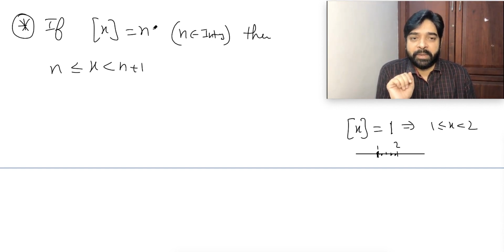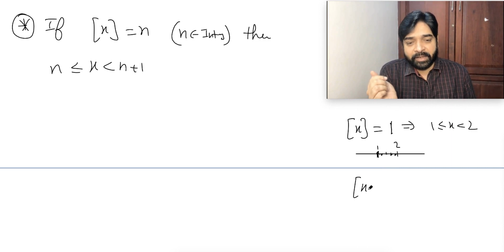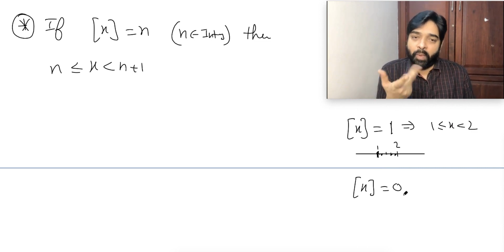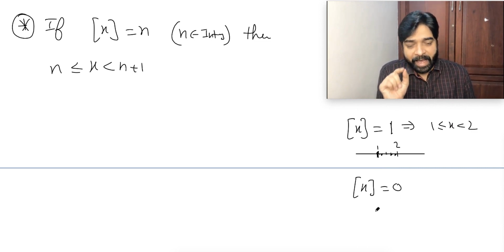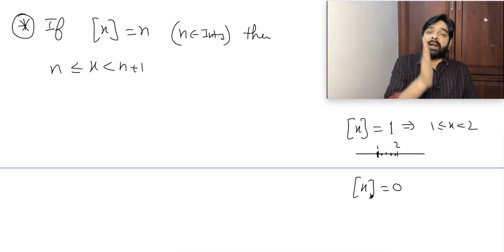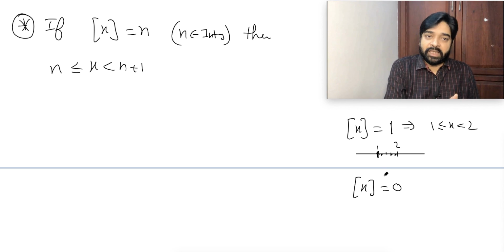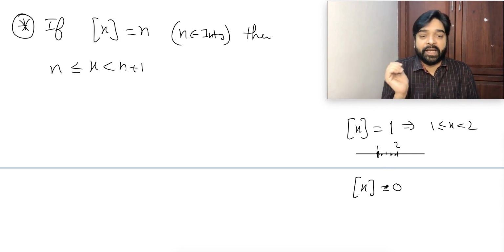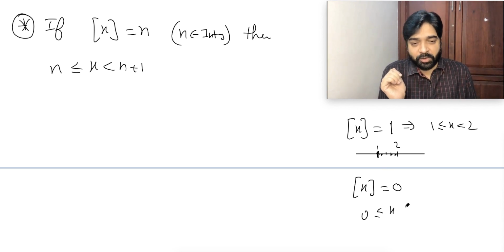That's what I am trying to tell you here. Are you getting it? Instead of learning this, try to understand the way I am explaining. If I say the greatest integer of x equals 0, what is x? x surely will be 0, as well as just after 0. Till when? Till 1. So we say x will lie between 0 to 1.